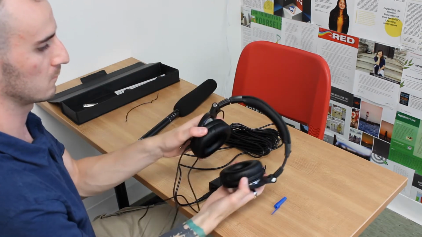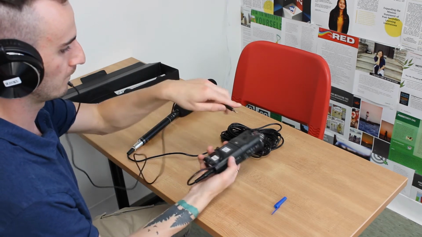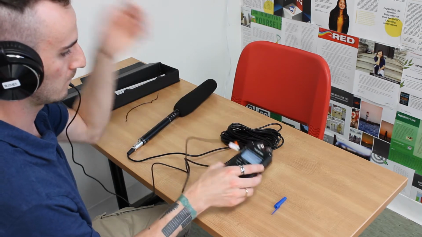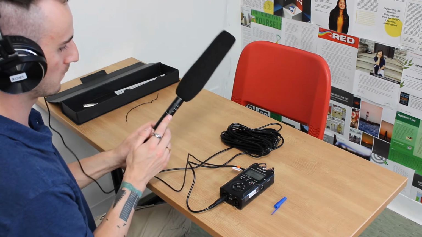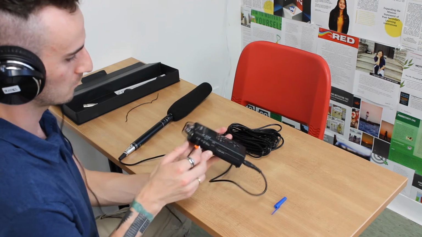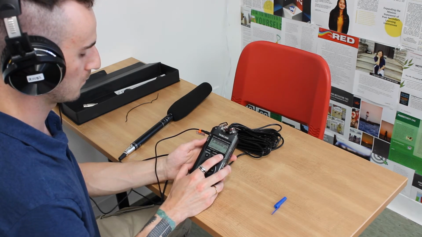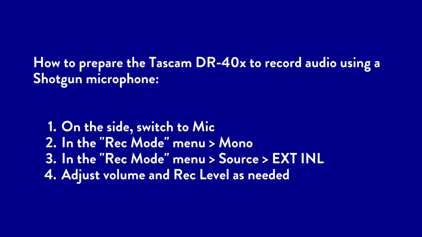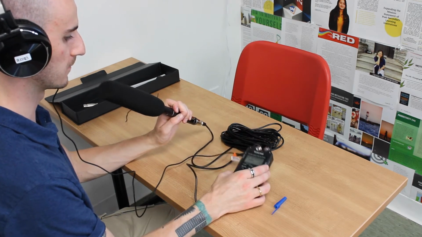Next, we're going to turn the Tascam recorder on by holding the power button. Now we're ready to test our input level. We're going to put our headphones on and plug them into the side of the Tascam recorder where you see the microphone symbol. Now we're going to prepare the recorder to record audio with this external microphone. First, make sure the switch on the side is set to mic, the middle option, and then go to the recording mode menu. We're going to make sure that the record mode is set to mono and that the source is set to EXT IN L.